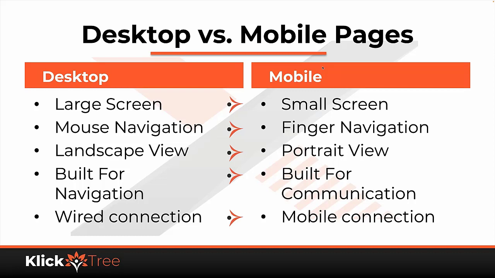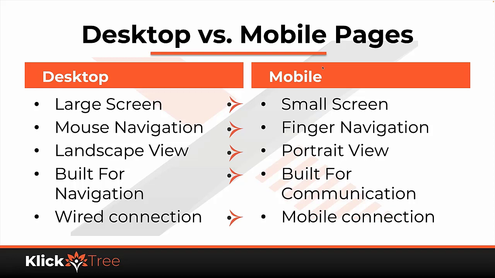Desktop is obviously for a large screen, right? It's mouse navigated. It has a landscape view, so it's looked upon differently. It's built for navigation, and it usually has a wired connection or a wireless connection in the house. On the mobile side, however, we've got a small screen, finger navigation, a portrait view, and it's built for communication.